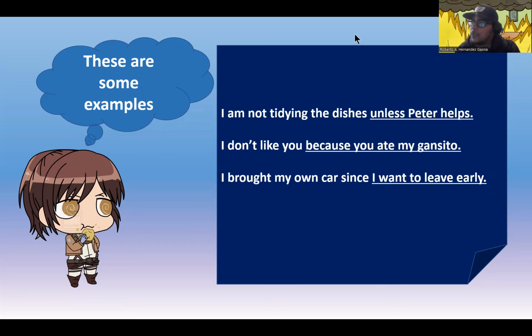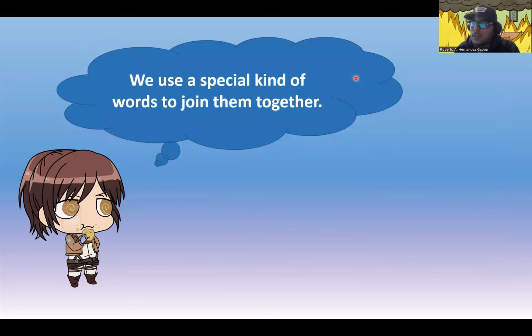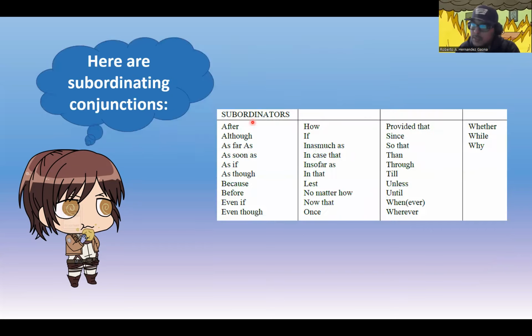All right. Hopefully you are with me so far because now we're going to go into what makes dependent clauses dependent. So we use a special kind of words. In this case, these right here. These guys are subordinating conjunctions, or you can call them subordinators. And they make your independent clauses dependent.